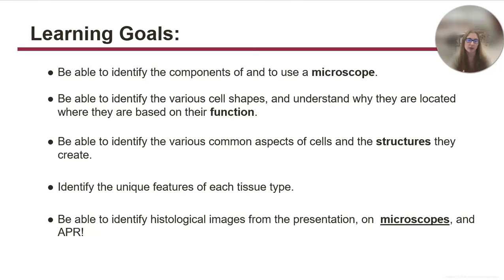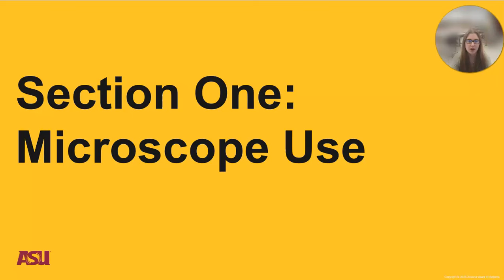You're going to want to be able to identify the unique features of this tissue type, and you're going to want to be able to identify these tissue types from histological images in the PowerPoint we're going through, but also on the microscope slides themselves, as well as using APR images. So APR itself has these images uploaded to there. So let's go over our first section here.